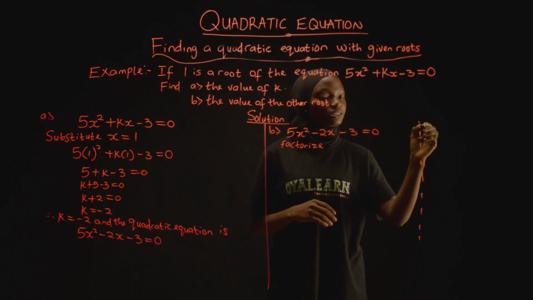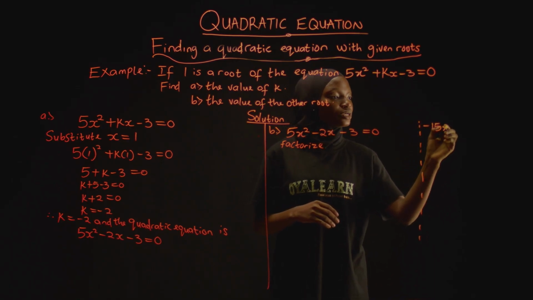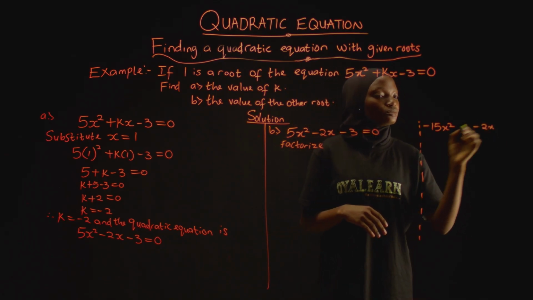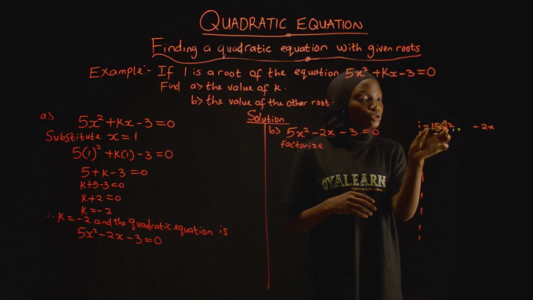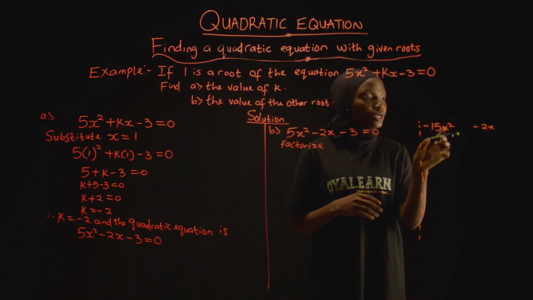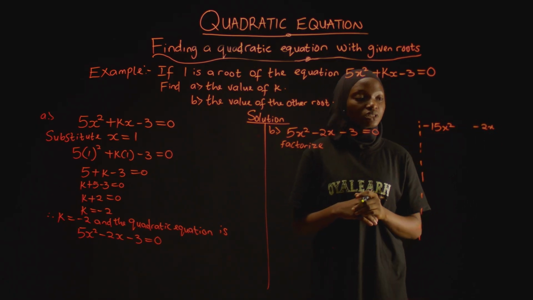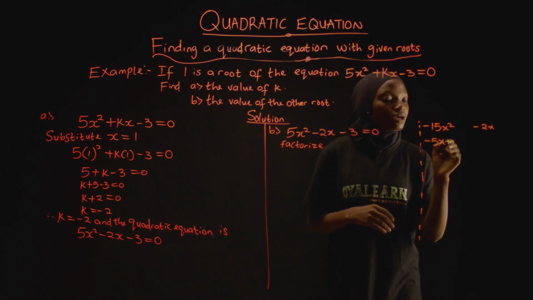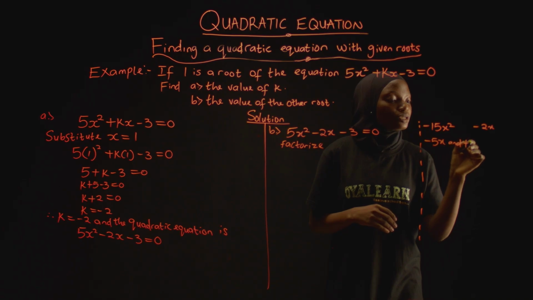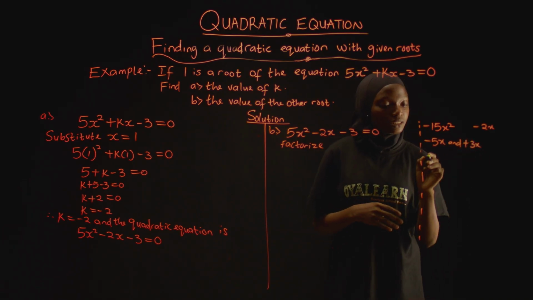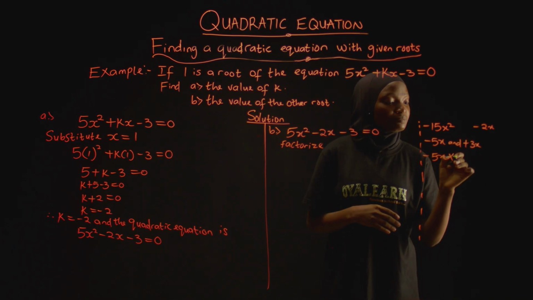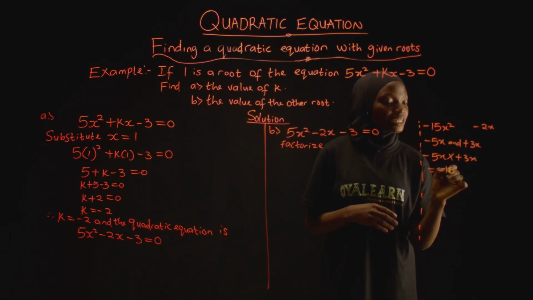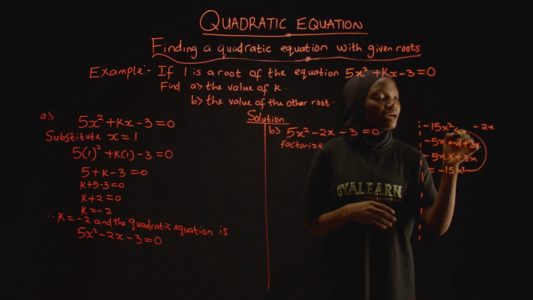Now here, we have product as minus 15x squared. The two terms, their sum will give us minus 2x. So what we need to do is look for two terms so that their product is minus 15x squared and their sum will give us minus 2x. And when we do that, we'll be having minus 5x and plus 3x. Let's check that. Minus 5x multiplied by plus 3x, minus times plus, minus 5 times 3, 15x times x, x squared, which is the same thing as what we have for our product.